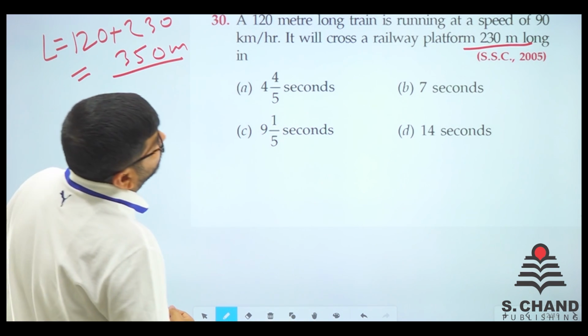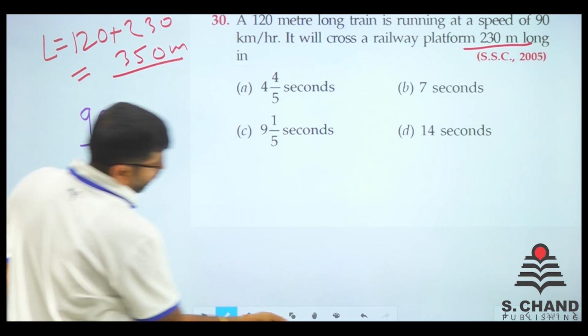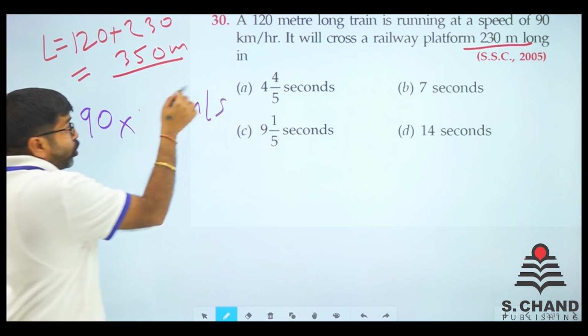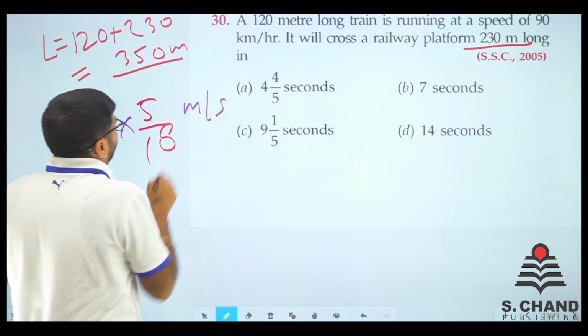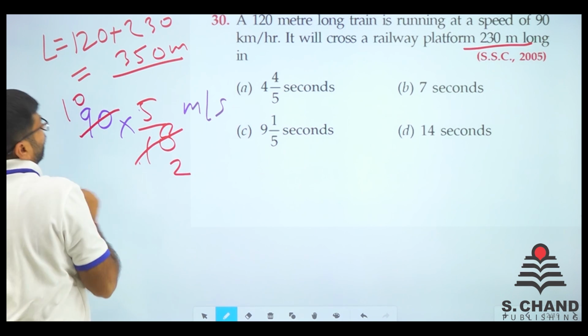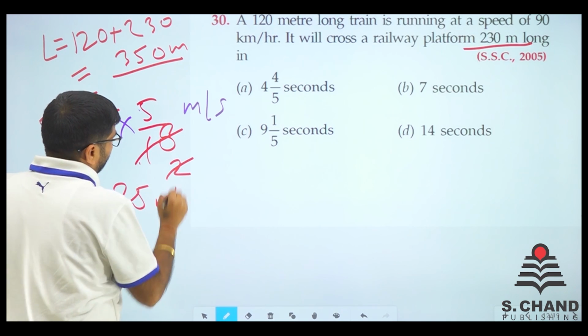And the speed is given as 90 km per hour. So 90 km per hour, when you convert this into meter per second, right? छोटी value है, छोटे को ऊपर रखेंगे, that is 5 by 18. So 9 2s are 18 and 9 10s, 2s and 5. So it is 25 meter per second.